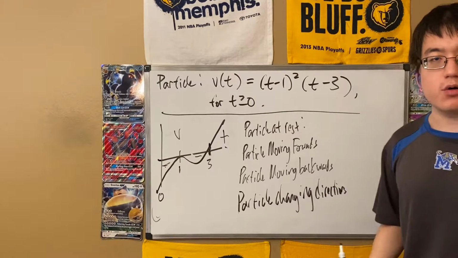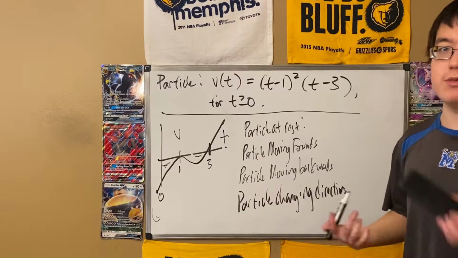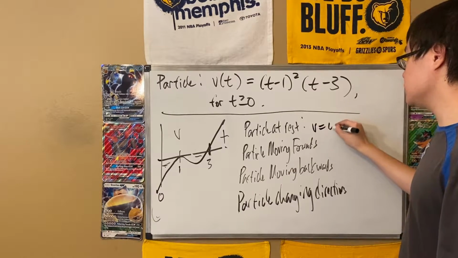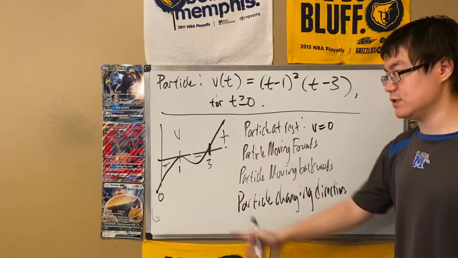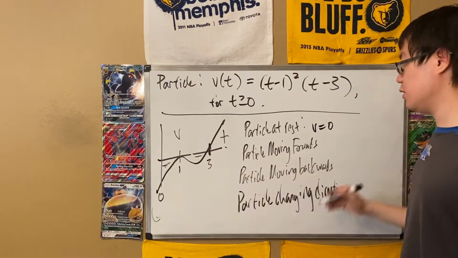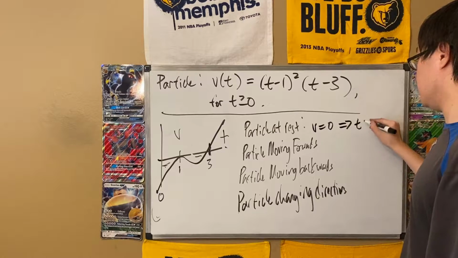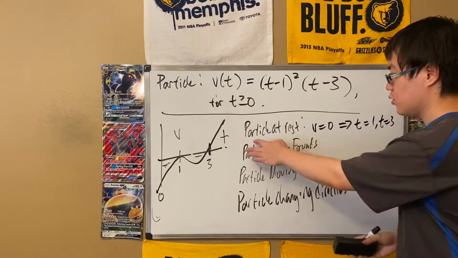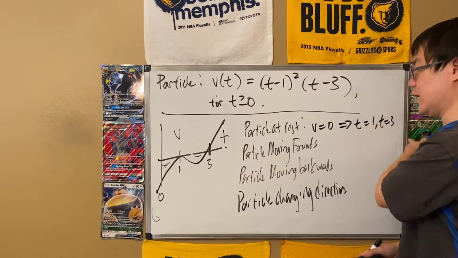And in this case, particle at rest, logically speaking, it's just when velocity is 0, like when you're parked in your car. So this is just velocity 0. So you just look at the sign chart and see where the velocity is 0. Looks like it's 1 and 3. So it's going to be t is equal to 1 and t is equal to 3. So again, question, justification, answer.